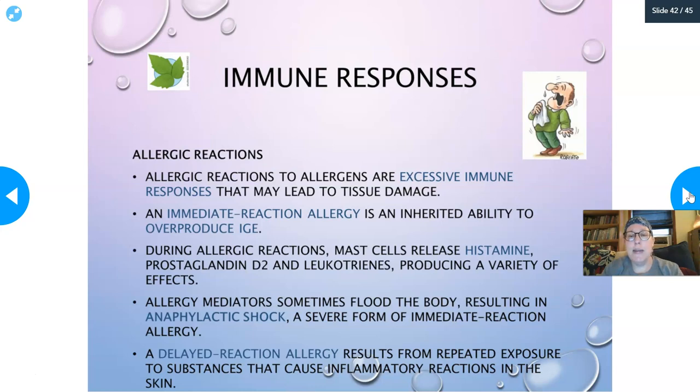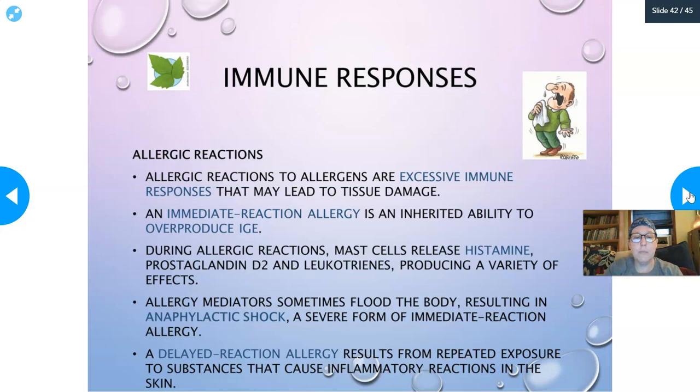During allergic reactions, your mast cells release histamine and prostaglandin D2 and leukotrienes, and that produces a variety of effects, such as the constriction of the airways, the runny nose, itchy eyes, the sneezing, and all that kind of stuff. Allergy mediators sometimes flood the body, resulting in what we call anaphylactic shock. So that's the allergic reaction gone extreme. It's a severe form of immediate reaction allergy, and it can be life-threatening. Epinephrine is a good antidote to that, but it is also short-term. So if anybody goes into anaphylaxis, you can give them a shot of EpiPen, but you've got to get them to the ER.